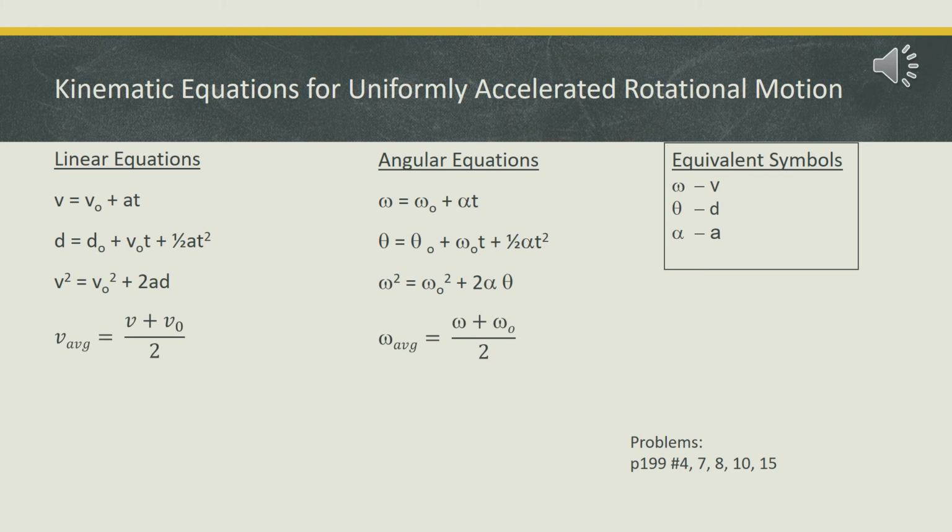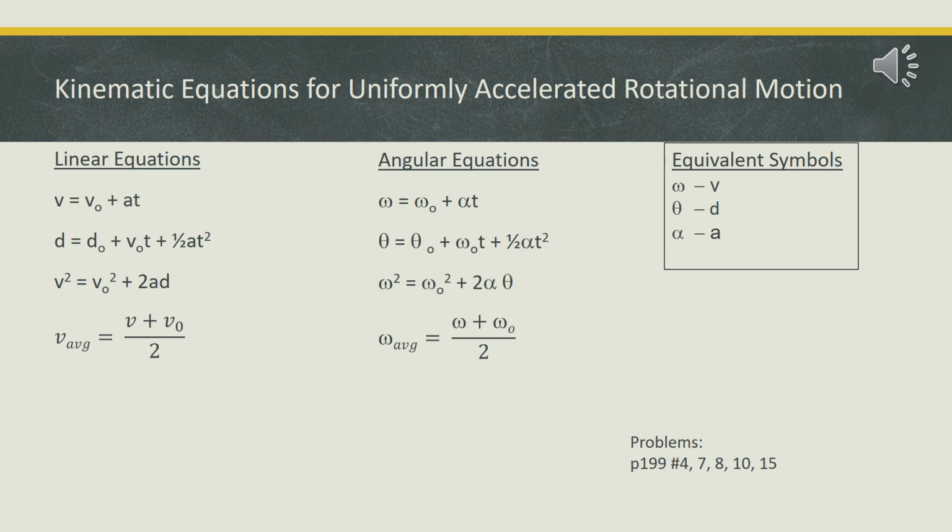Each one of those equations can be written for rotational motion. All we're going to do is, if you look at the equivalent symbols, anywhere there's a v, we're going to put in an omega, d we'll put in theta, and a we will put in alpha. So the v equals v initial plus at will now be thought of as omega equals omega initial plus alpha t. And each one of those equation changes are on your formula sheet. But it's kind of nice to see a correlation between them of which ones they relate to.